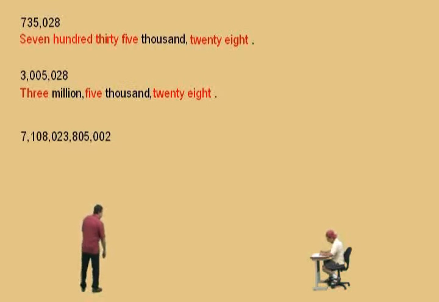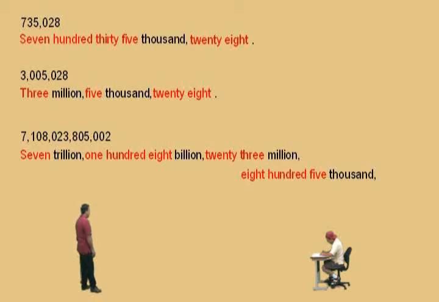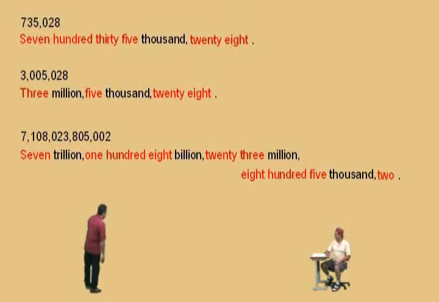Here we go again. Here's another one. How about this one? Now be careful. How does this start? 7 trillion. Very nice. 108 billion. Okay. 23 million. All right. 805,000. Very nice. Now bring us home. 2. Very nice, Charlie.